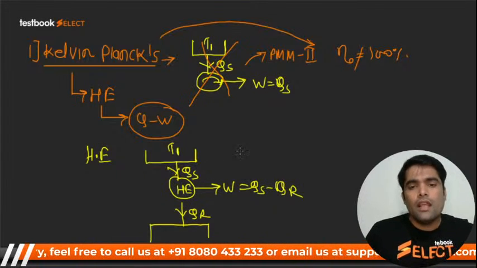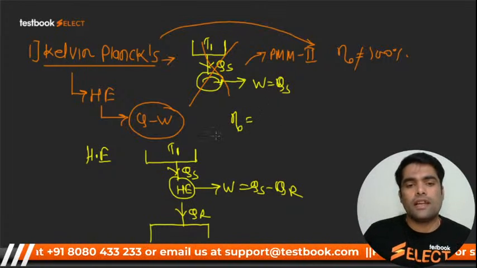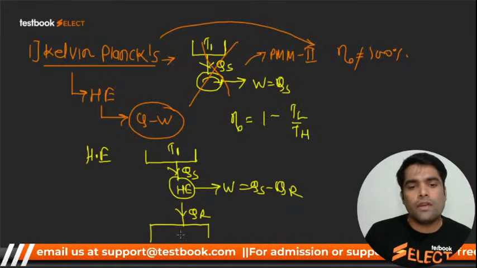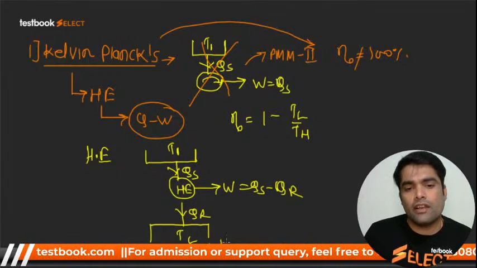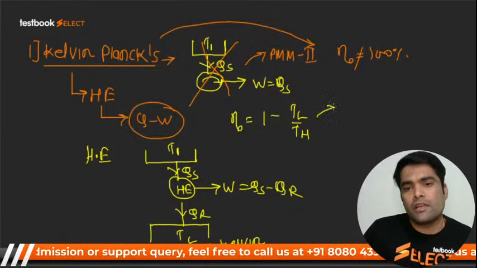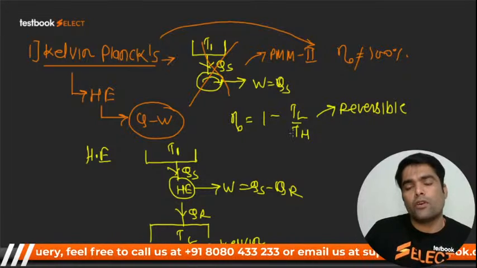And you know the efficiency formula we have for a heat engine. That will be 1 minus TL upon TH. Where is TL? Here it is TL. And remember, this TL and TH must be in Kelvin. But I want to tell you this formula is applicable only for a reversible engine.